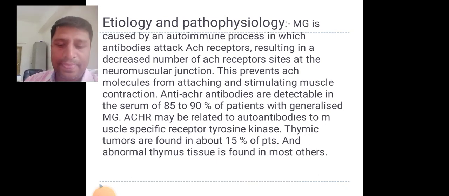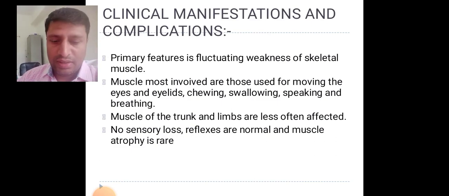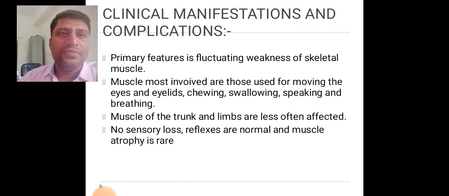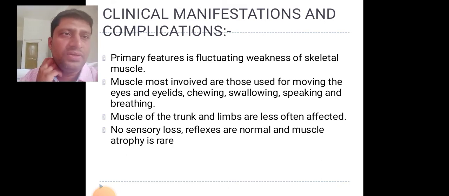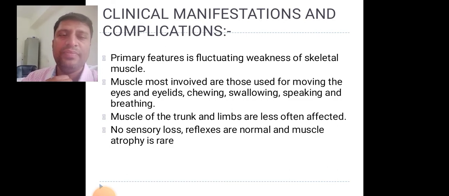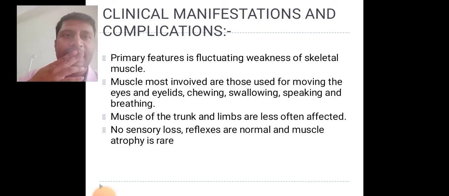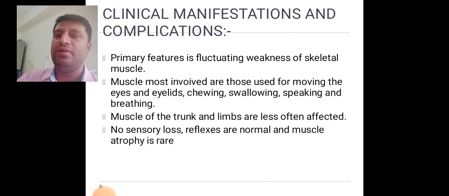Next, we will see the clinical manifestation and complication of myasthenia gravis. In the beginning, the primary feature of myasthenia gravis is fluctuating weakness of skeletal muscles. Muscles most involved are used for moving the eyes and eyelids, chewing, swallowing, speaking and breathing. These are the main target muscles involved initially. Muscles of the trunk and limbs are less often affected.